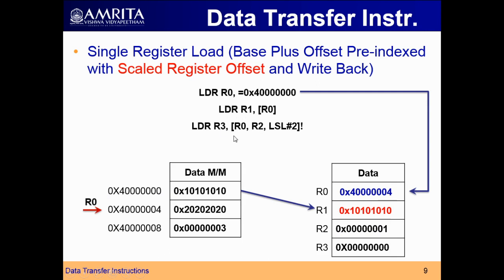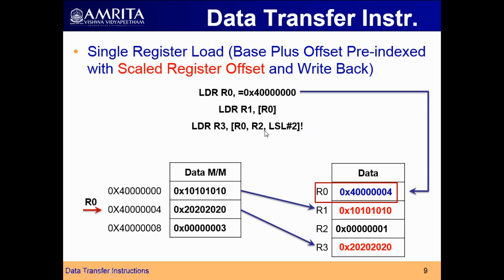Right? Then since this bracket is there, what will happen? The data pointed by R0, what is the data? 2020. That data will be moved on to R3. Right? So this 202020 will be moved on to R3. So whatever data you have which is present in 4004 will be moved on to R3.